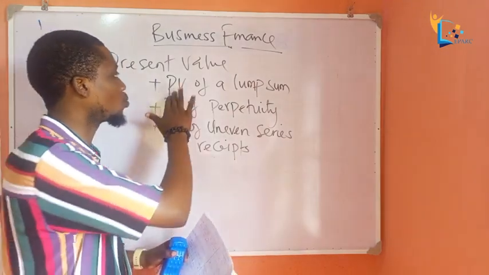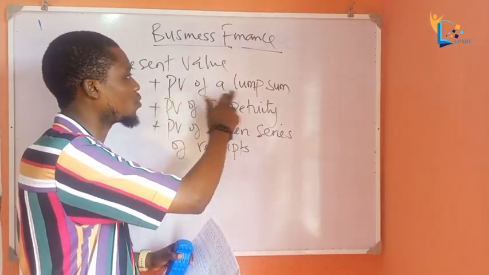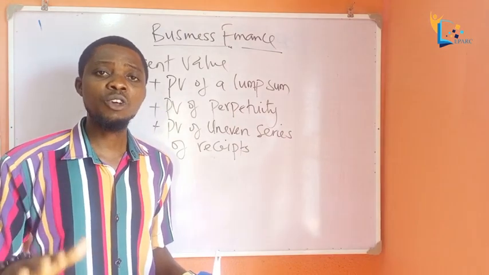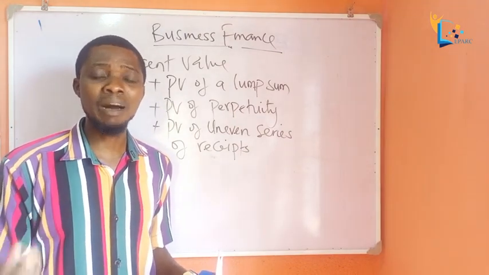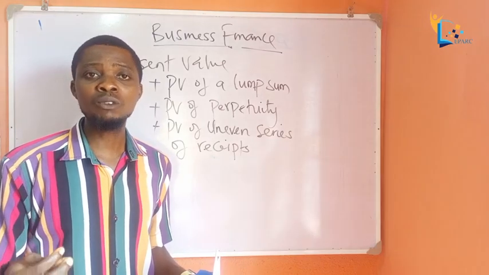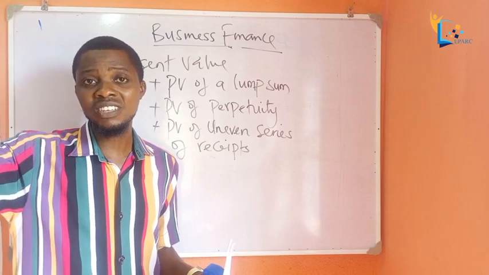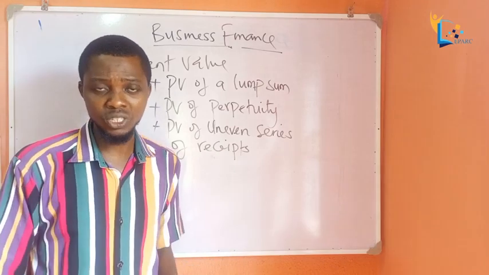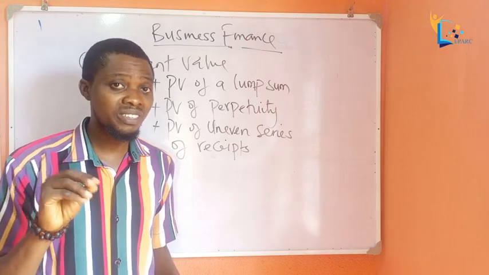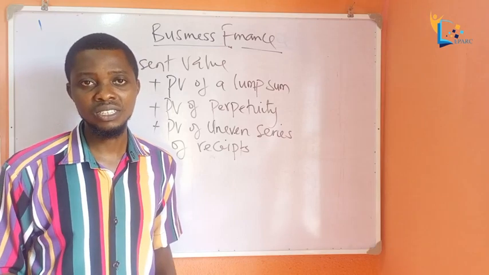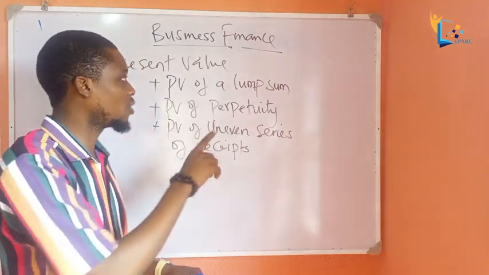Now, under present value, we want to look at present value of a lump sum. Present value of a lump sum is simply a fixed amount to be received in the future, and how that fixed amount is valued in today's money. That's what we mean by present value of a lump sum.